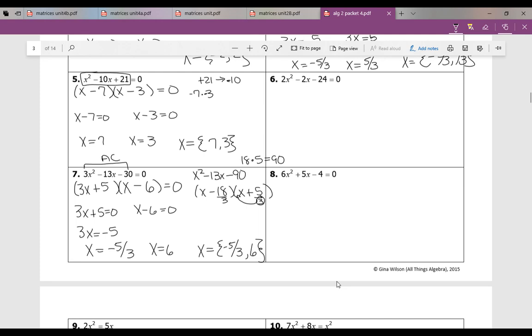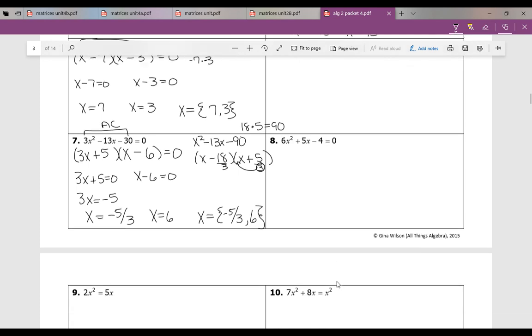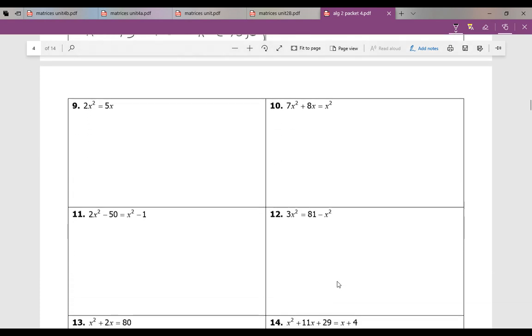All right. So on this first page, everything was set to 0, correct? All right. Pick a problem. 9 through 12. Pick a problem. 12. Already, I have to set this thing equal to 0.